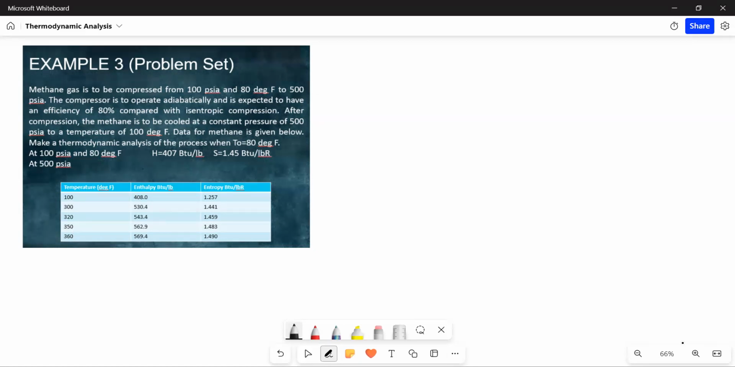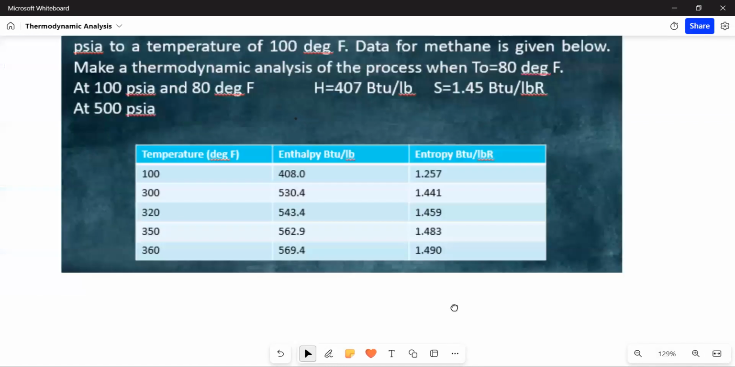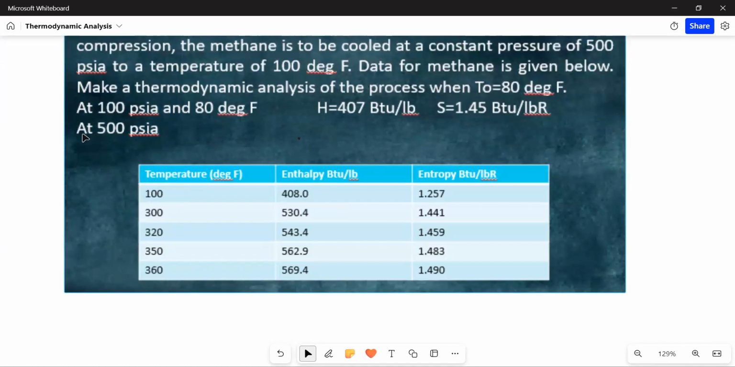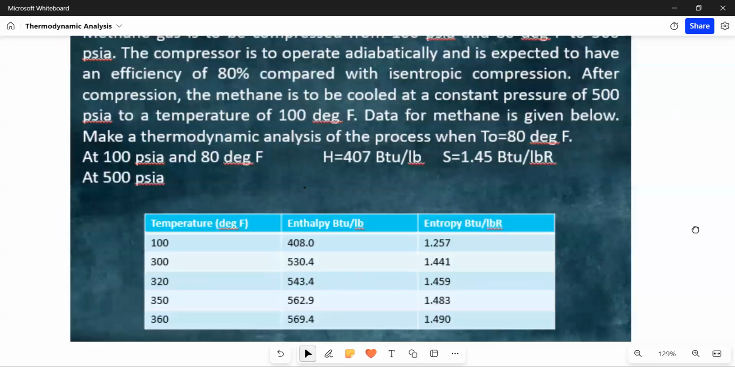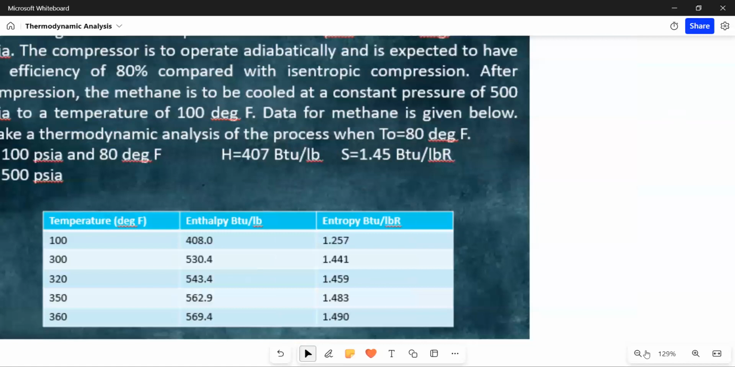Let me zoom in so you can see. I think there's no need to look at the supplementary methane table because everything is given in this problem. All right. So at 100 psia, we can assume that anyway, and let's just proceed solving the problem.